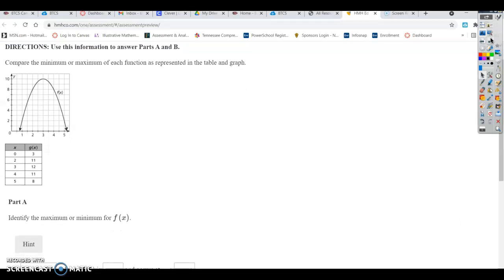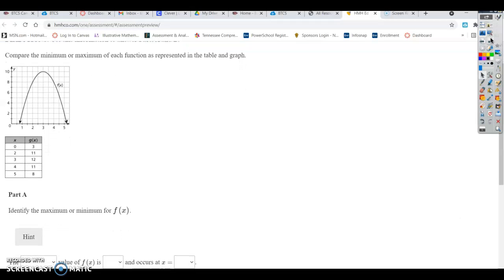Alright, on the next part it says compare the minimum or maximum of each function as represented in the table and graph. Alright, so again, they give us f of x. This is a graph of f of x. And they give you a table of g of x.